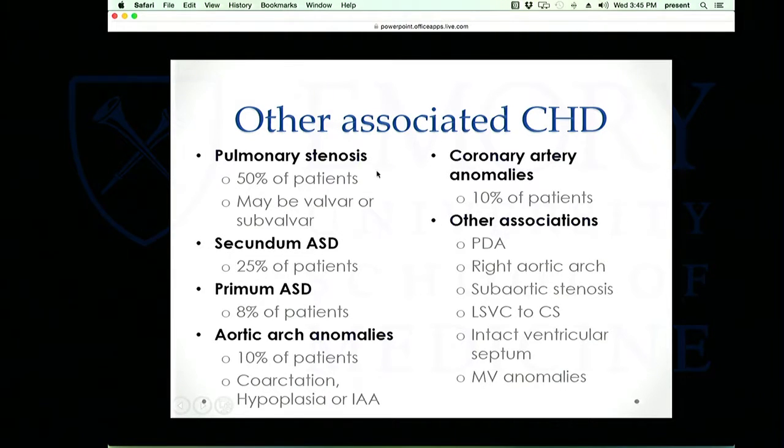Within the whole conal truncal defects, about 10% of the patients will have some sort of coronary anomaly. So it's important to image that before, but also in the adult patients, to see where those coronary arteries come off if you're putting in a Melody valve or something that may compress some of the coronaries. And most commonly, about 25% of the cases you'll see will have a secundum ASD. And then the transposition type of double outlet right ventricle will have more arch anomalies as well.